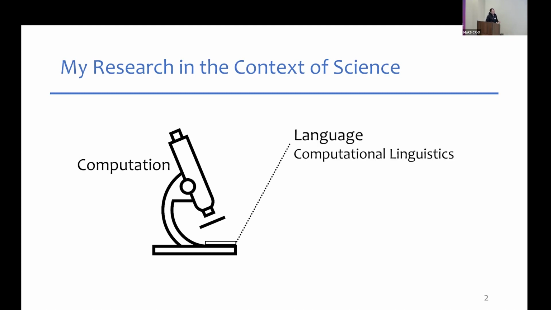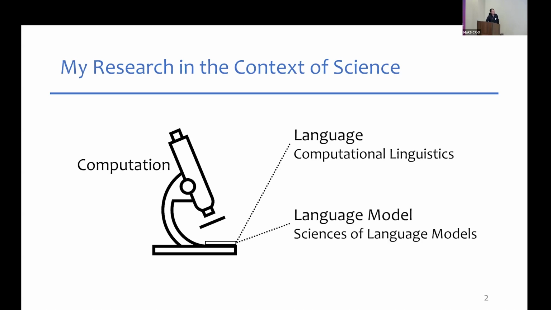One is language. In this case, using computation to deal with language is also sometimes referred to as computational linguistics. And another object I study would be language models. In this case, I would pitch it as the sciences of language models, to understand better the recently popular, powerful language models that people create but don't understand very well.